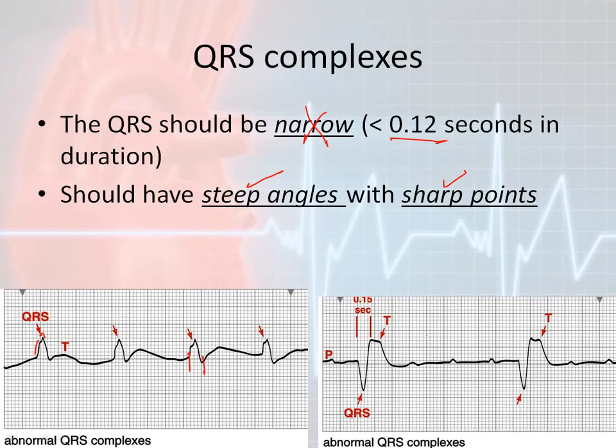If we look at the rhythm strip over here on the right, you will see that there are QRSs right here, and they're measuring the QRS at 0.15 seconds, which is obviously above the 0.12 seconds, so it is not narrow. Does it have steep angles? Well, you can kind of say it has steep angles. It would be nice if they were a little bit steeper. This point right here is a little rounded, but even if you want to say yes, it is steeply angled and yes, it is sharply pointed, it isn't narrow. So you still couldn't say that these QRSs that occur in the rhythm down here on the right are normal QRSs.